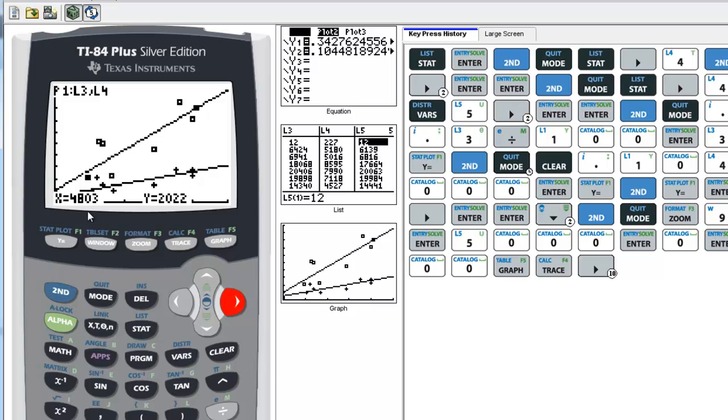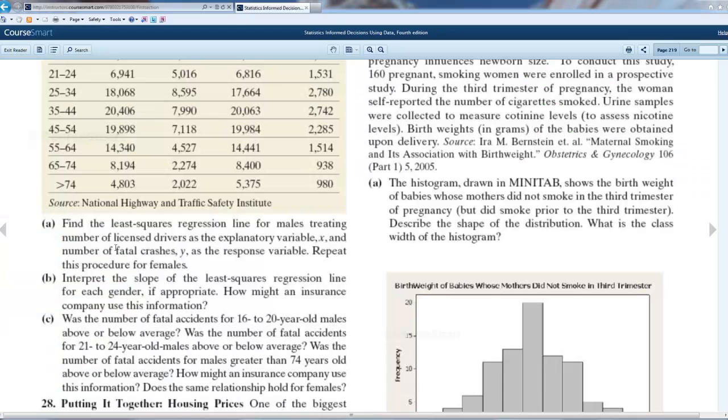And that right there, the very last one, that is the number of licensed male drivers 74 or older, and that is the number of fatal crashes. Now you can see the cursor flashing right there, and you'll notice that the point in question is slightly below the model. It's slightly below the regression model line. And so in response to that, we would say, well, it's slightly below average.